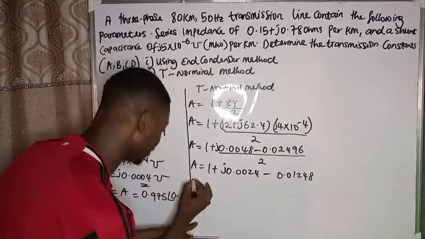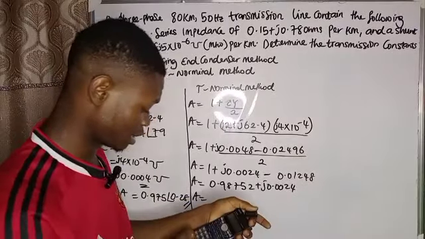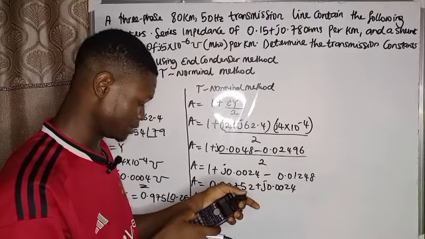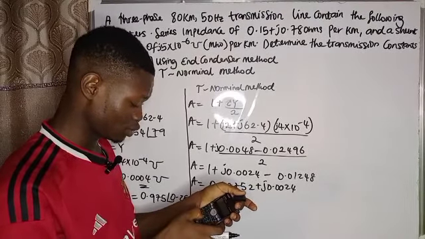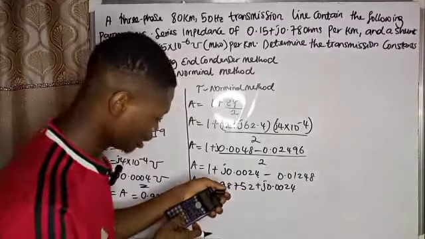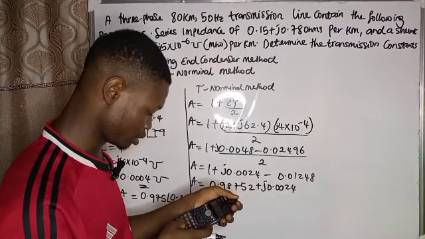So I'm going to have 0.9875 plus j0.0024. So my A is equal to, let me convert it to polar form directly. Remember, using that formula, the square root of a squared plus b squared, and tan inverse of b over a. I just press it in my calculator always.